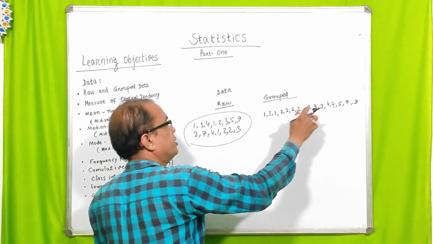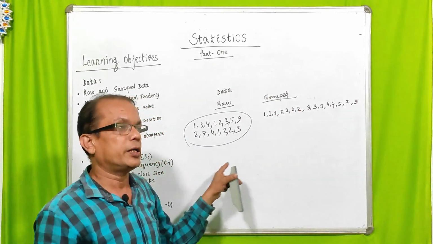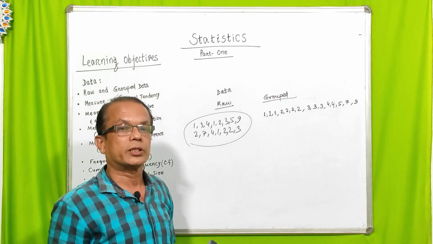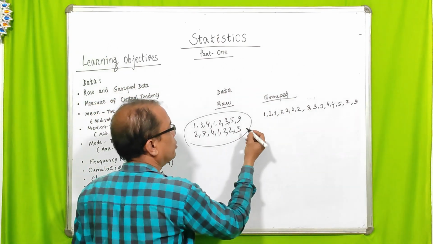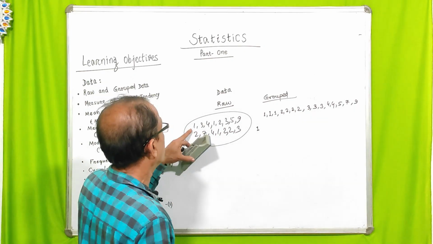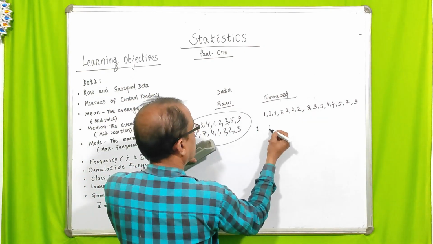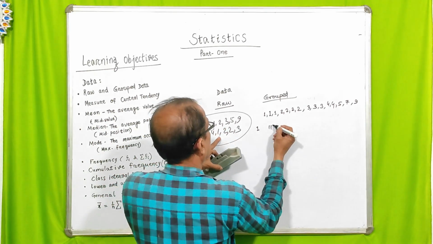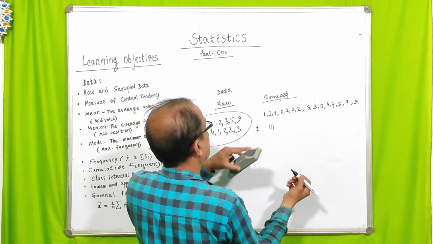So collecting these values and arranging them in ascending order is a tiresome process. We should not do it this way. We can do it like this. For 1, we can give some ticks: first one, second one, there is a third one. So there are 3 ones.